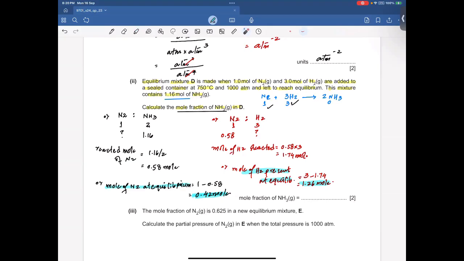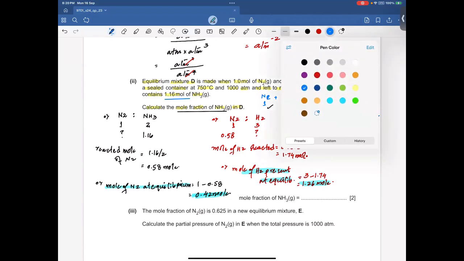So I know the moles of nitrogen at equilibrium. I know the moles of hydrogen at equilibrium. I know the moles of ammonia at equilibrium. I need to add all these 3 values. Total moles is basically 1.16 plus 1.26 plus 0.42. So I believe total moles is going to be 2.84.